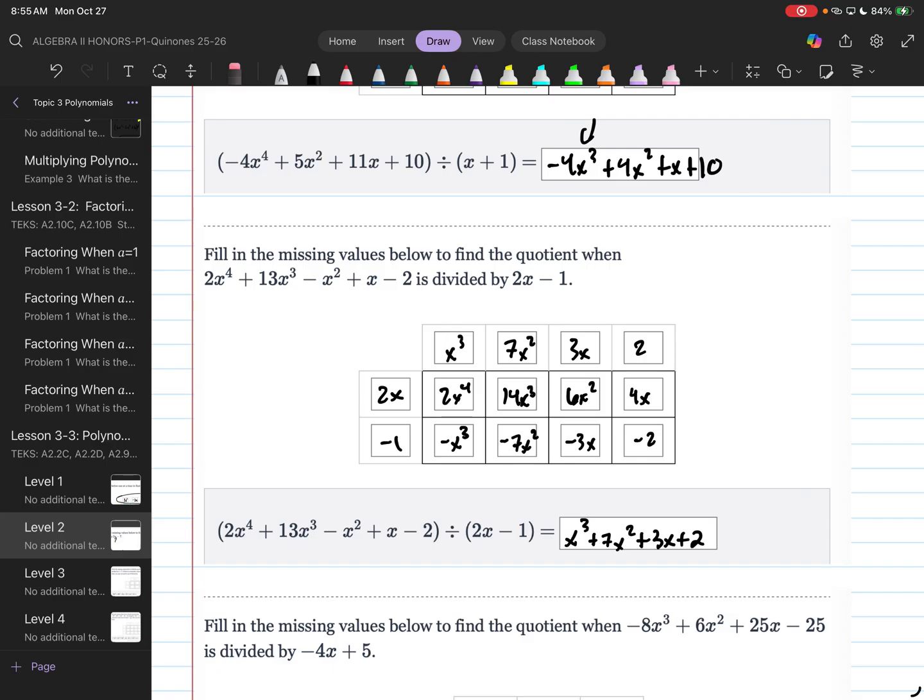Do we need more time, everybody? Okay. I think we're going to skip the last example in level 2 and we're going straight to level 3. Because we need to talk about level 3.